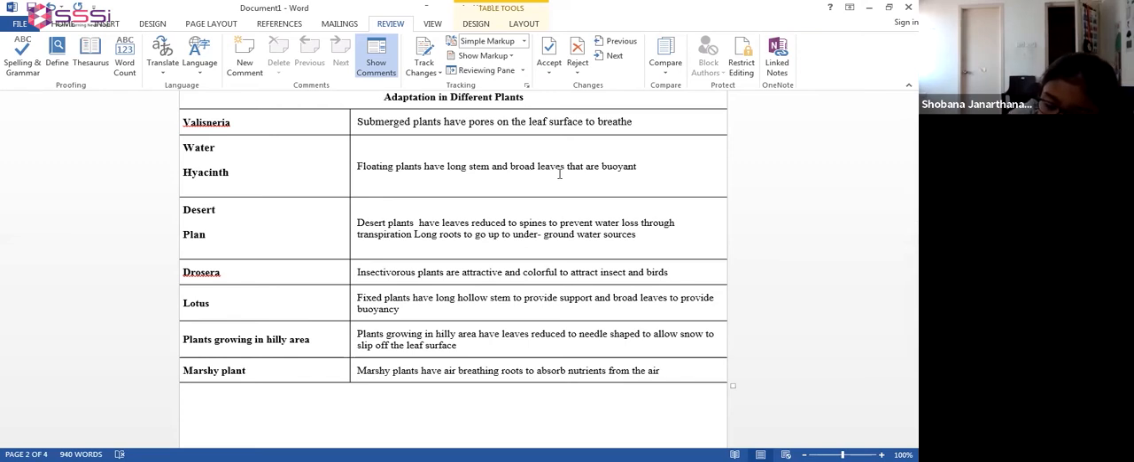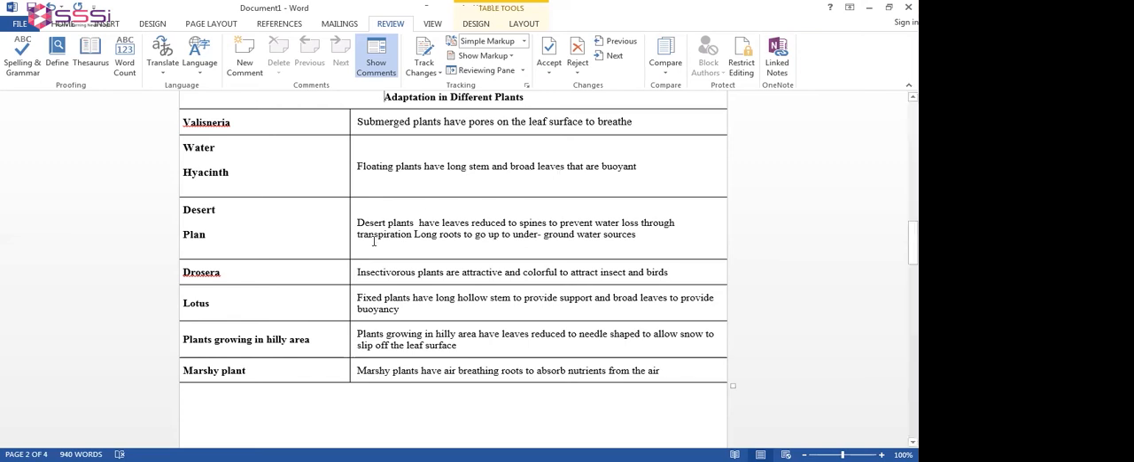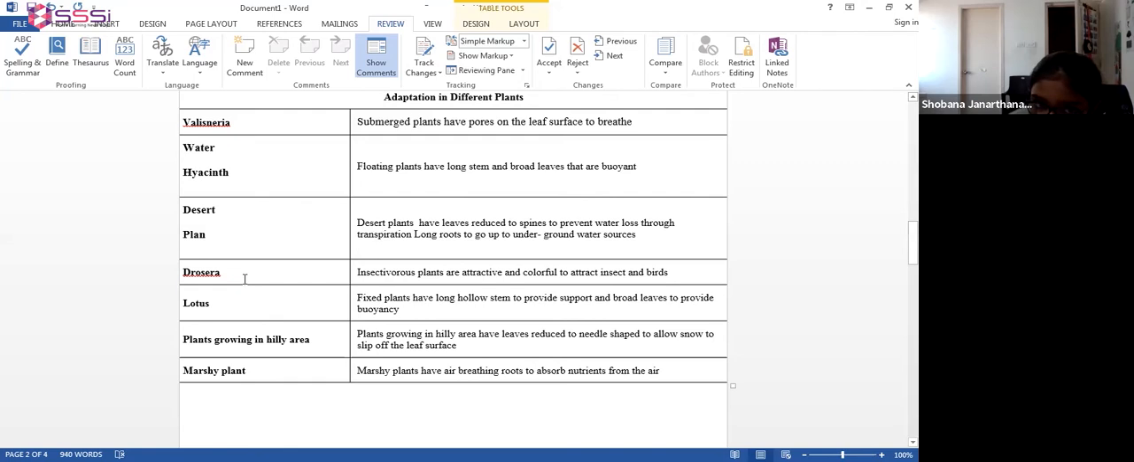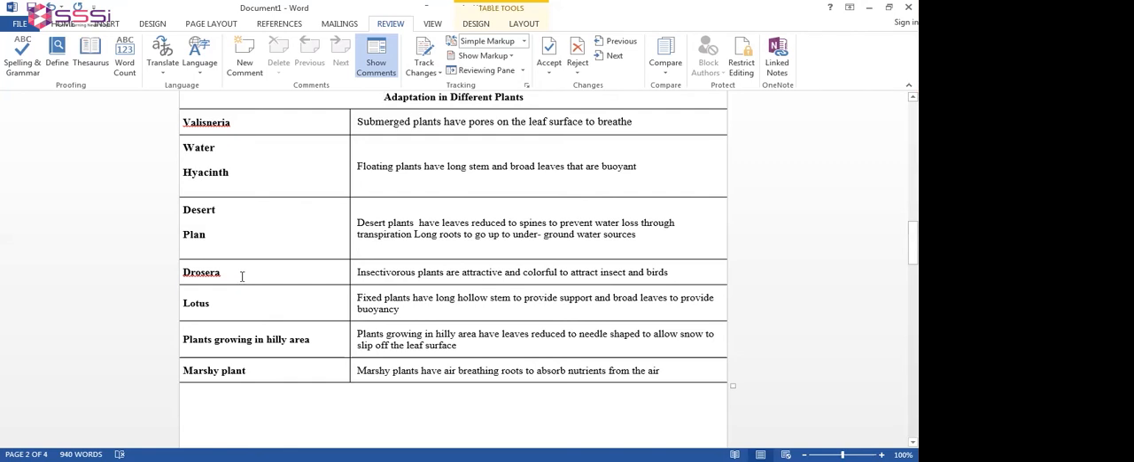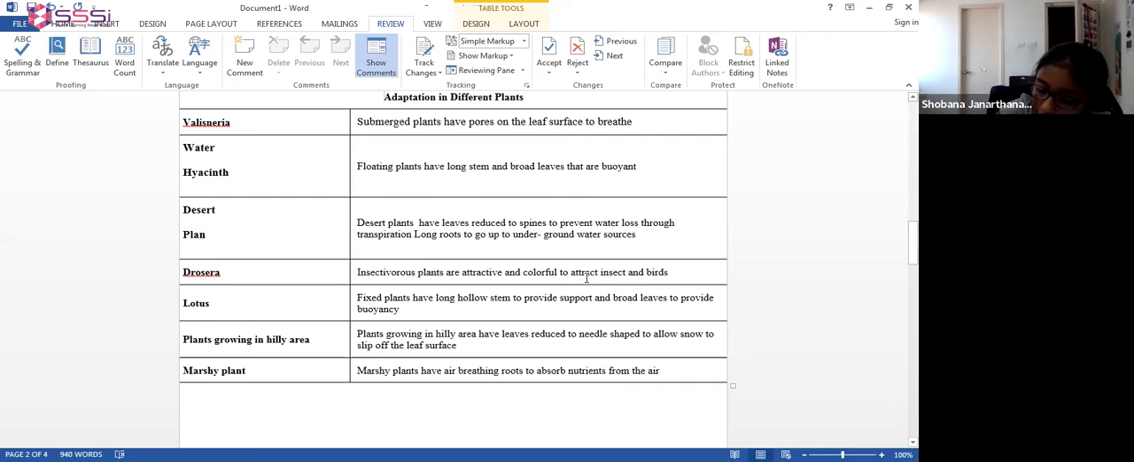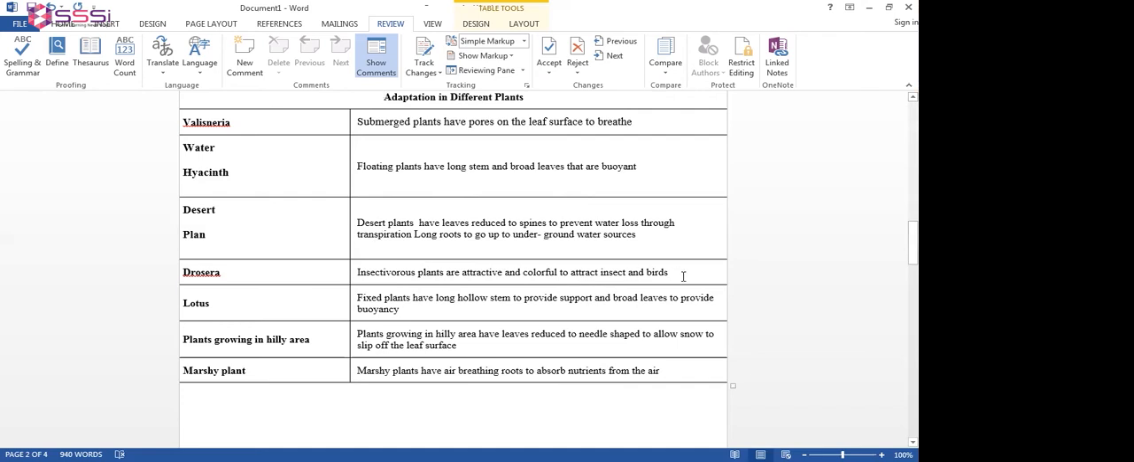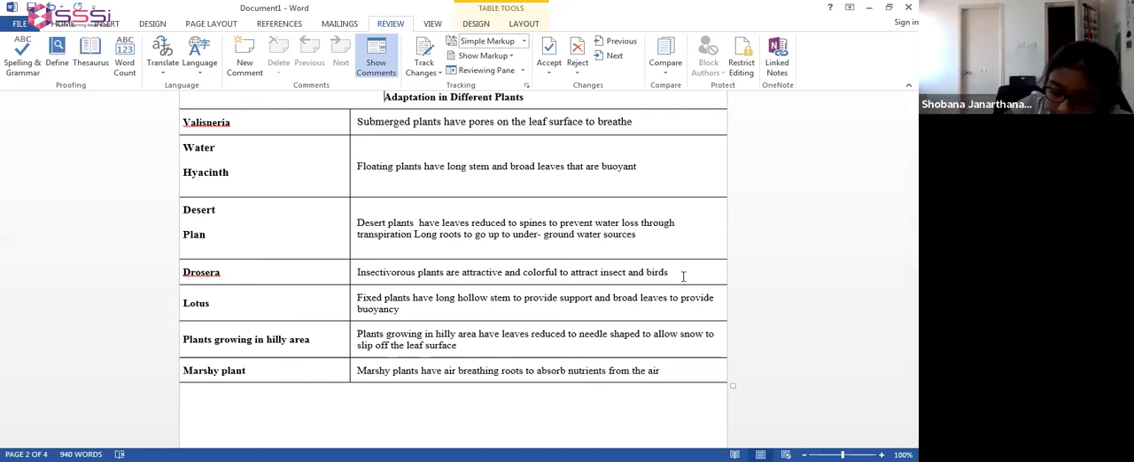Okay, ma'am. Have you written about desert plant or you don't have to? Okay. So next is Drosera. It is an insectivorous plant that is attractive and colorful to attract insects and birds. They trap insects inside it and eat it.